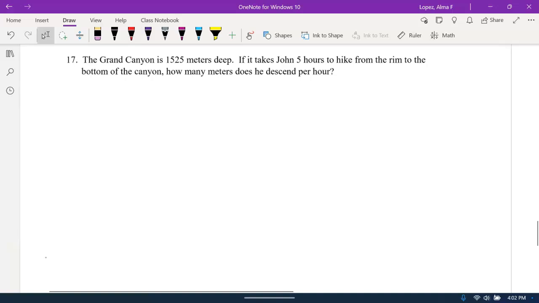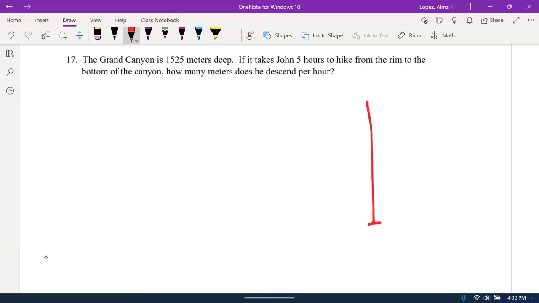Let's look at number 17. The Grand Canyon is 1,525 feet deep. Okay. If it takes John 5 hours to hike from the rim to the bottom, how many meters does he descend per hour?